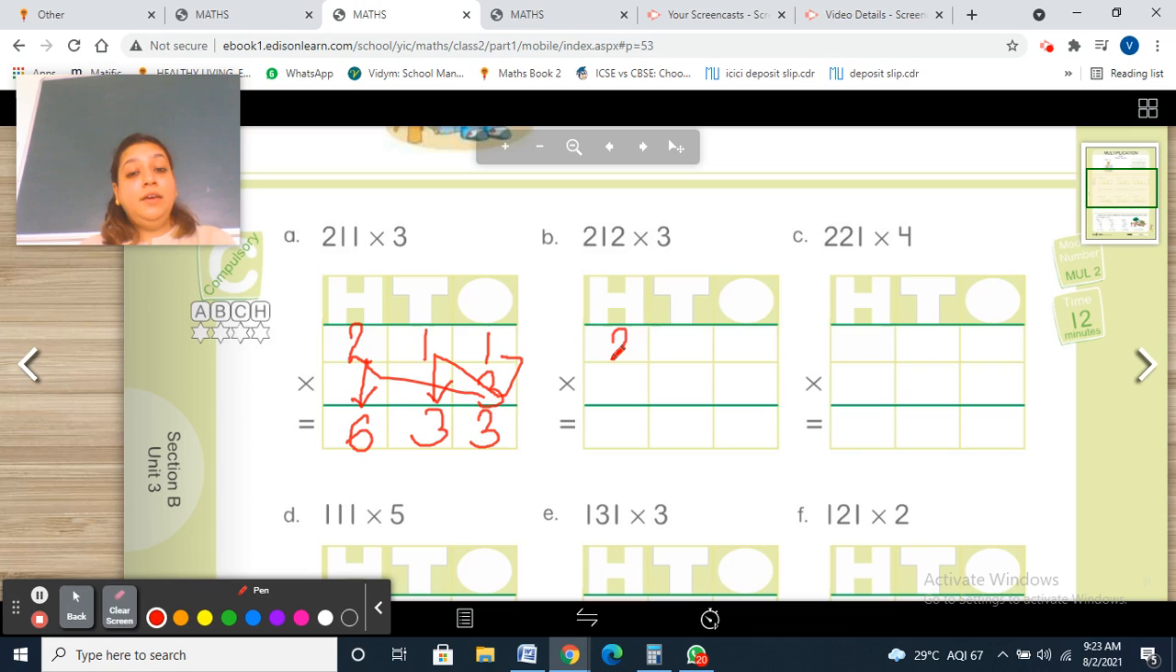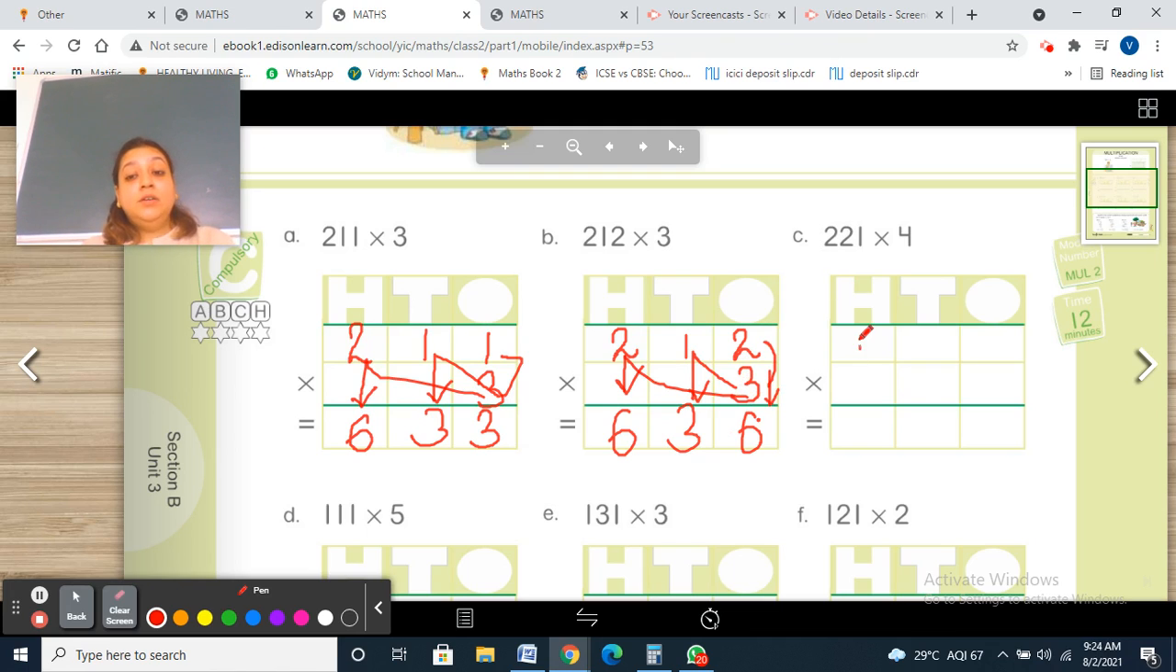Now question number B. 112 multiplied by 3 means first of all multiply this and answer will come here. 3 twos are 6. Multiply this, answer will come here. 3 ones are 3. Multiply this by 2, answer will come here. 3 twos are 6. Your answer is 636. Don't make these arrows. I'm just telling you how to do this.